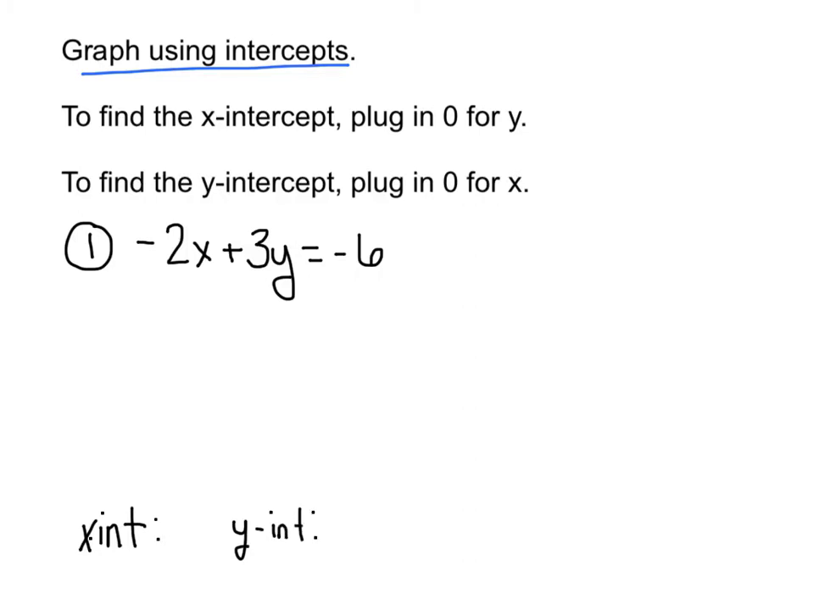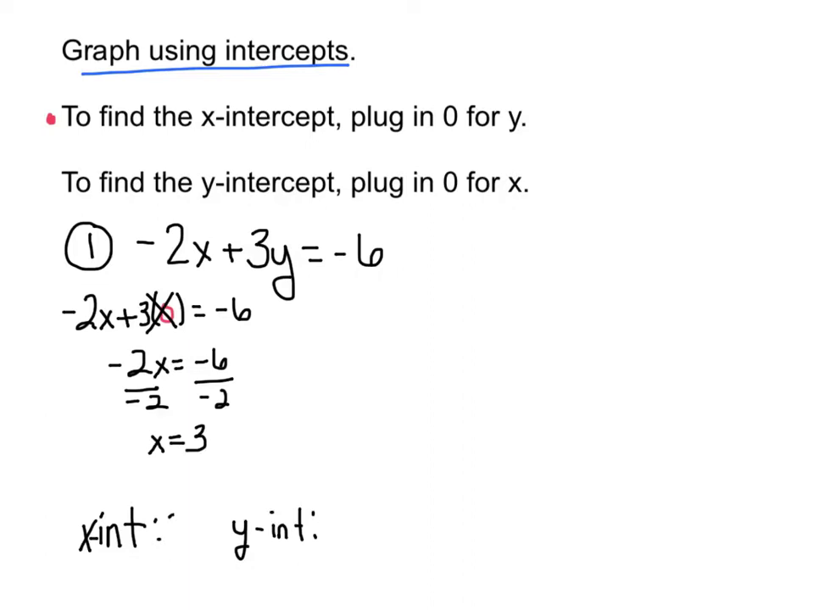Right here in our first bullet, it says to find the x-intercept, plug in 0 for y. So I'm going to take the equation, and I'm just going to plug in 0 for y. Here's the easy part. That term disappears. 3 times 0 is 0. So my equation is just negative 2x equals negative 6. That's it. Divide both sides by negative 2. X equals 3. So my x-intercept is 3.